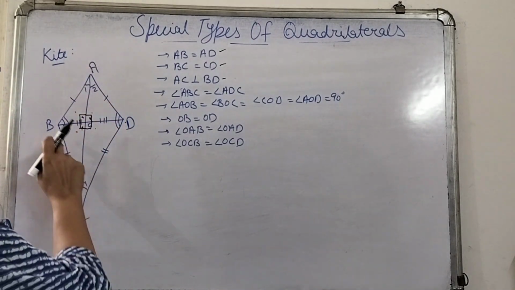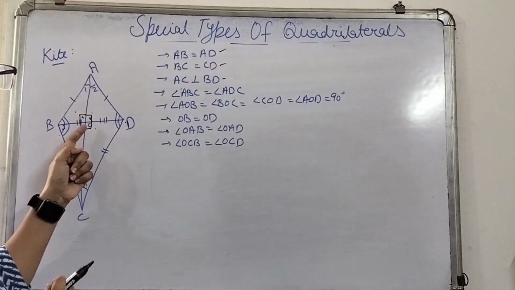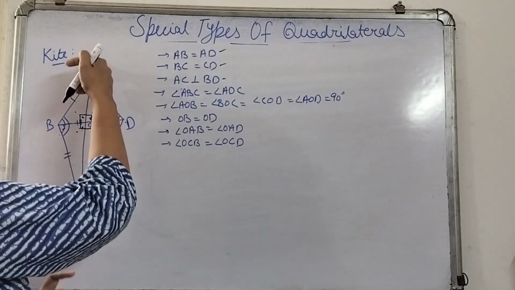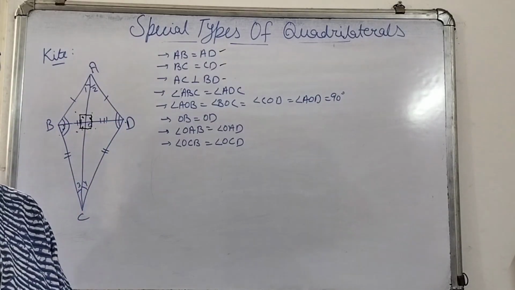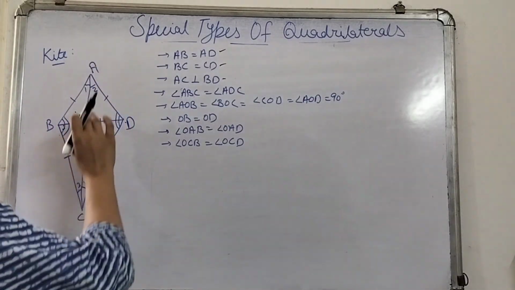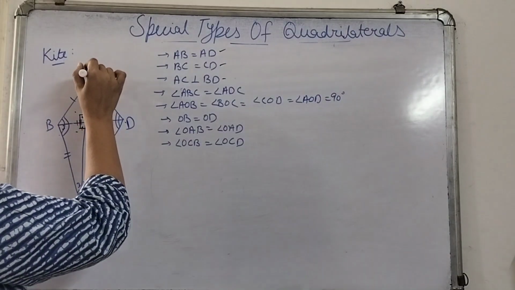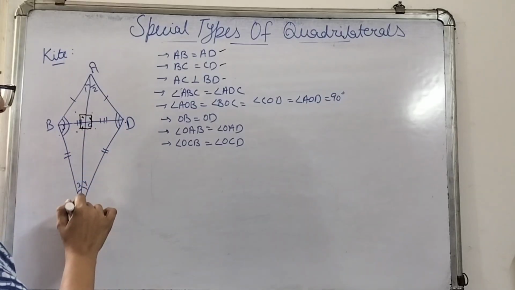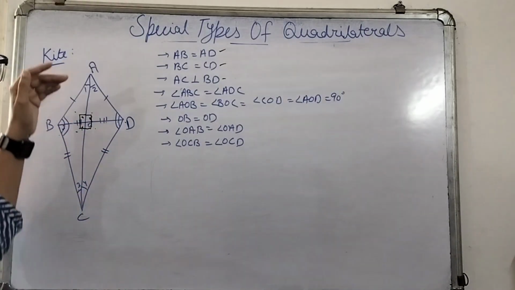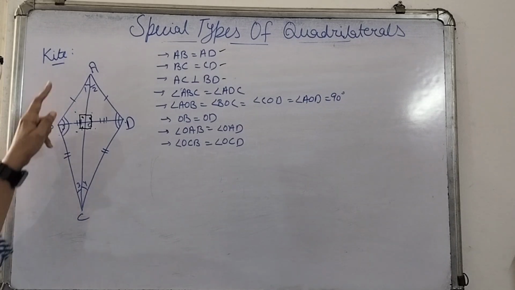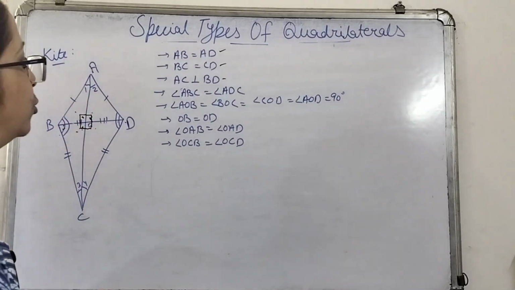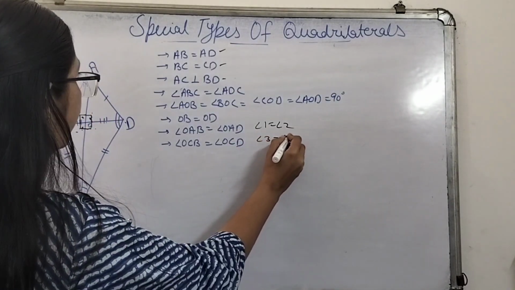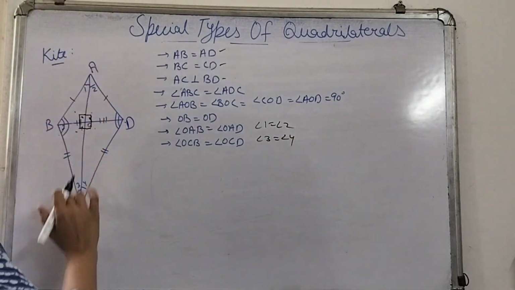The bigger diagonal will be bisecting the smaller diagonal. That means OB will be equivalent to OD. These two sides will be equal. The bigger diagonal will also be bisecting the angles. At vertex A and vertex C, when we join them, that will be diagonal AC, and this diagonal AC will be bisecting angle A and angle C. That means angle 1 will be equivalent to angle 2 and angle 3 will be equivalent to angle 4. This diagonal will be bisecting the angles.